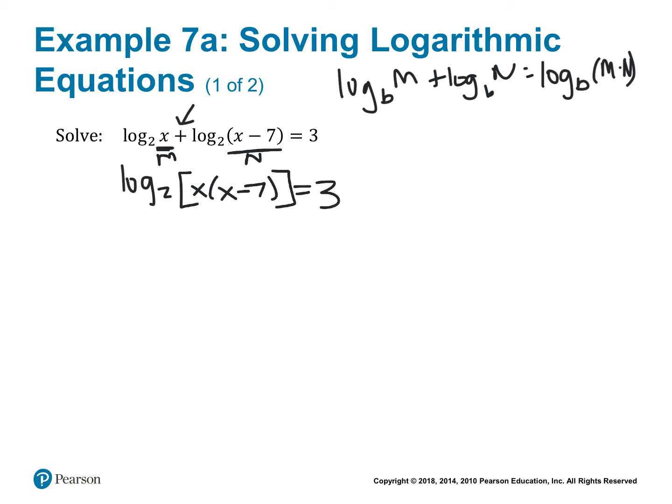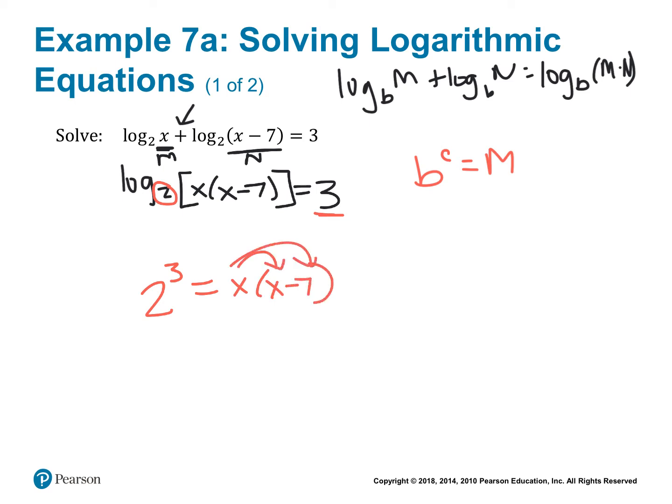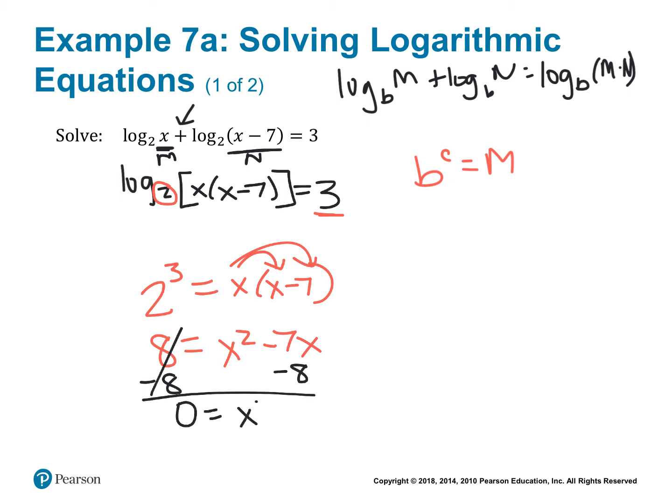And now we can use our b to the c equals m to help us. So we'd have 2 to the 3rd equals this whole quantity, x times x minus 7. Let's go ahead and multiply that out. That would simplify to 8 equals x squared minus 7x. Let's move the 8 to the other side. We'd have 0 equals x squared minus 7x minus 8.